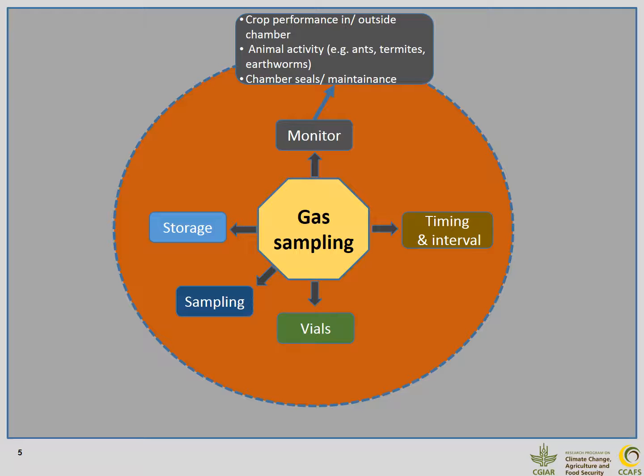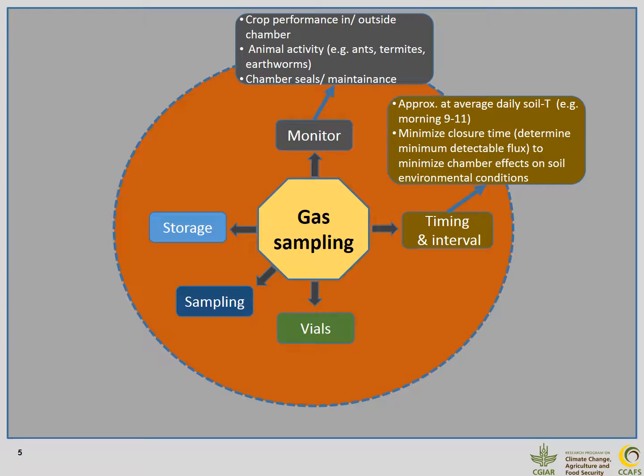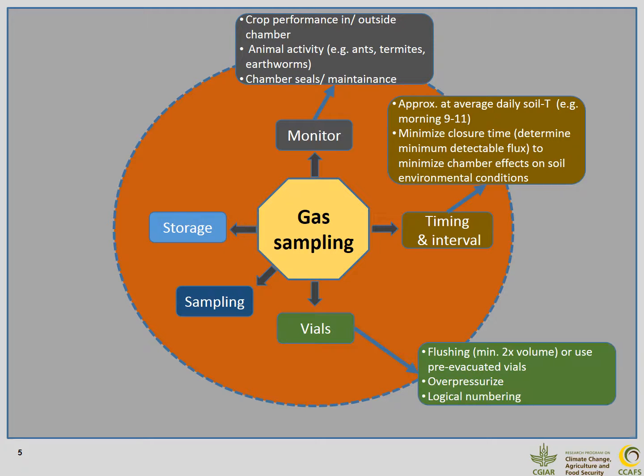And then with regard to timing, we should think about when is the best time to sample. Usually it's around the morning hours, as the flux around this time has been found to be representative for the entire day. Once we start to sample with our syringe, we should flush the vials where we store the gas samples with at least twice the volume the vial has. We should overpressurize, and we should, of course, logically number them.